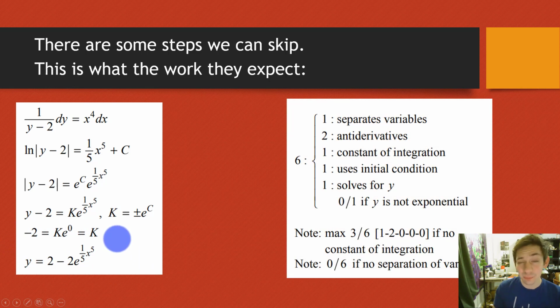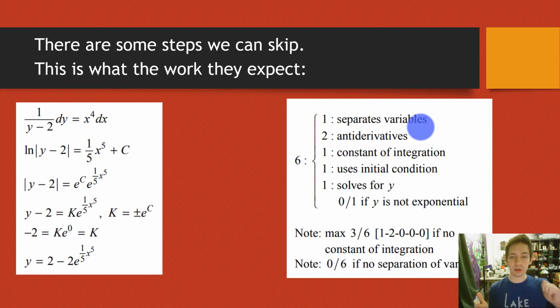We get 6 points for this problem. 6 points, holy mackerel. If we separate the variables, 1 point. That was the easy part. If we take the antiderivatives correctly, that's another 2 points. So already we have half the credit for this problem in like 3 lines. If we remember the constant of integration, we get a 4th point. If we use the initial condition, even if we use it incorrectly, we get a 5th point. And then 1 more if we solve for y.